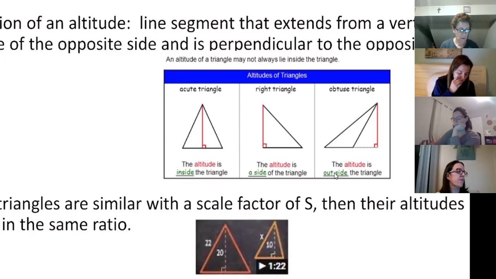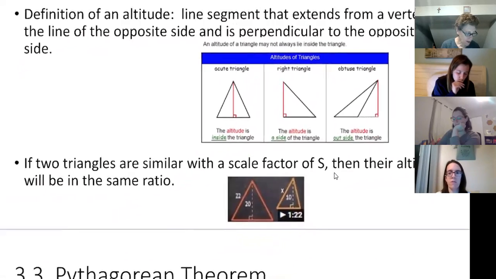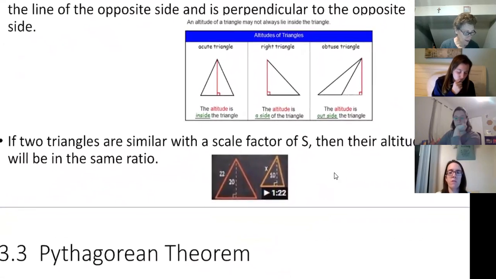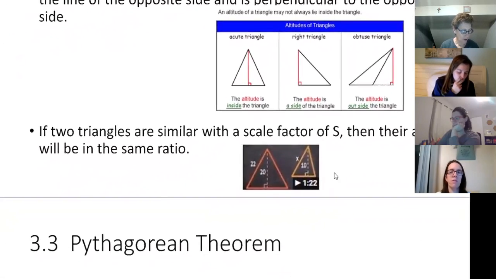So if you know that two triangles are in proportion, you can figure out other measurements without having to do any other kind of math. You can just use that scale factor. And I think I have a little video embedded in here. So if two triangles are similar, then the altitudes would be in the same ratio.